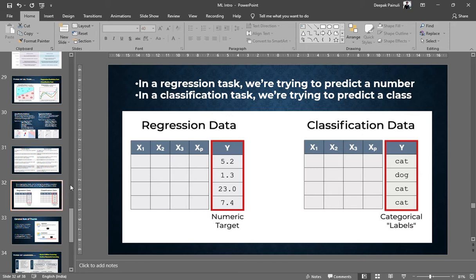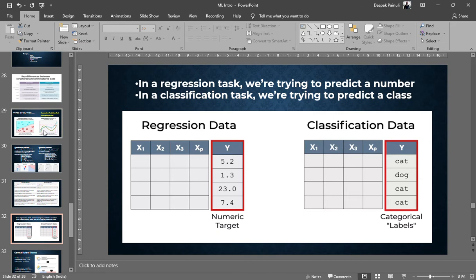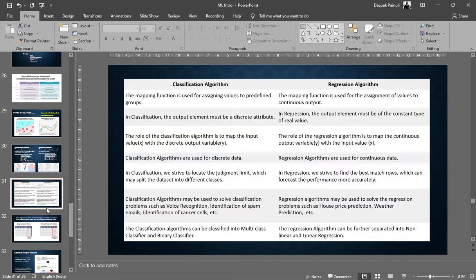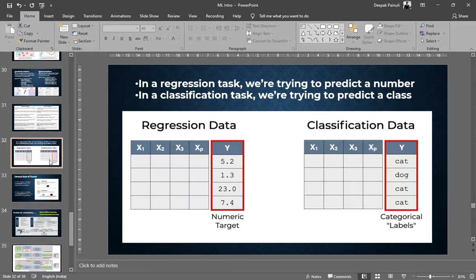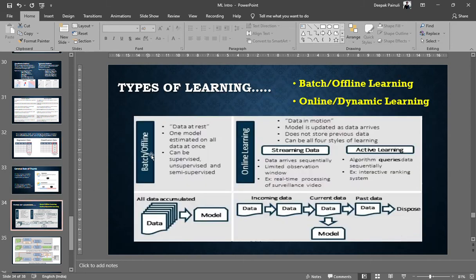Okay, in the last class we understood regression and classification, the difference between regression and classification. For today's lecture we are going to learn about batch or offline learning, and online and dynamic learning.